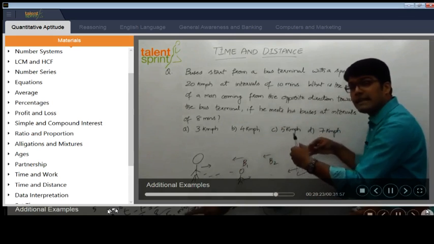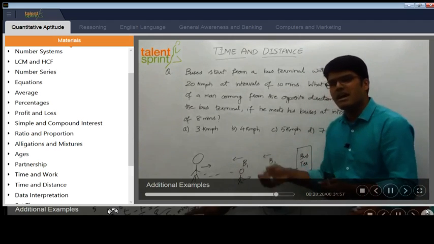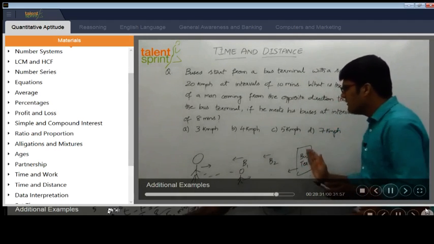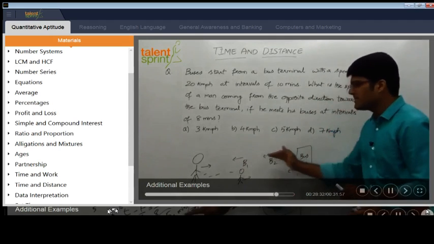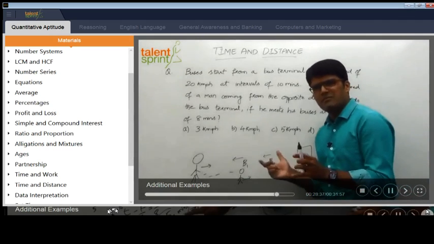So this is like a relative speed concept. Two bodies are moving in opposite direction. The man and the bus are moving in opposite direction. Again, what happens? He will meet bus 2. Again, after 8 minutes, bus 3 comes. He will meet bus 3, then bus 4, and so on. So we just take one set of buses and understand this.